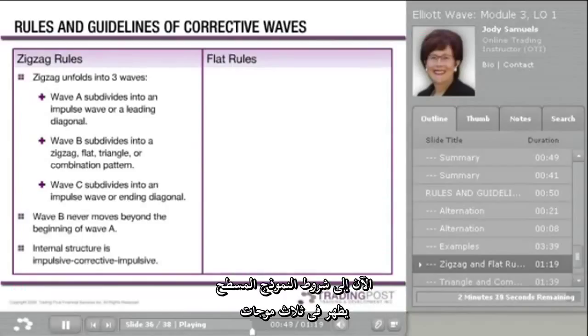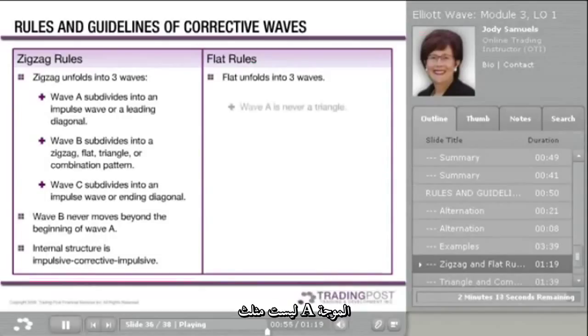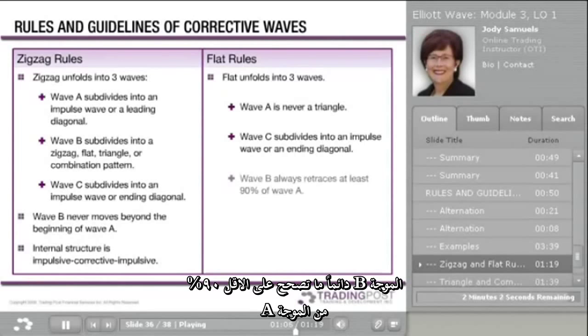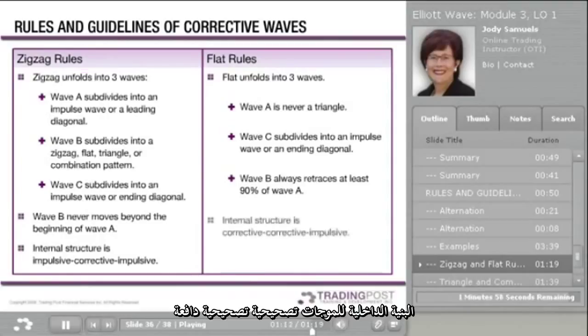And now on to the flat rules. A flat unfolds into 3 waves. Wave A is never a triangle. Wave C subdivides into an impulse wave or an ending diagonal. Wave B always retraces at least 90% of wave A. And the internal structure is corrective, corrective, impulsive.